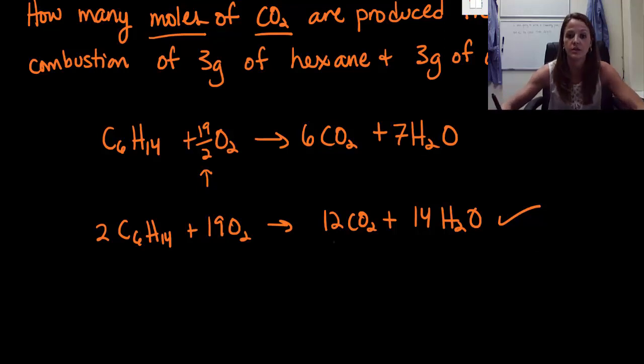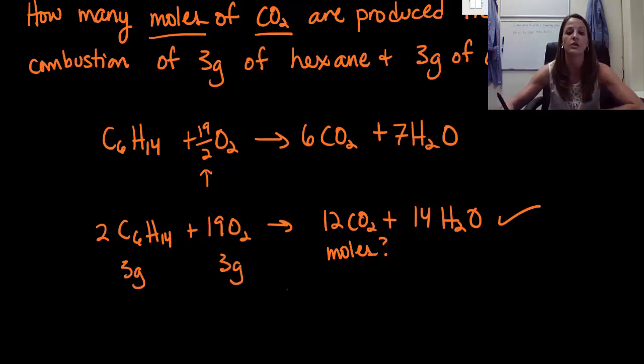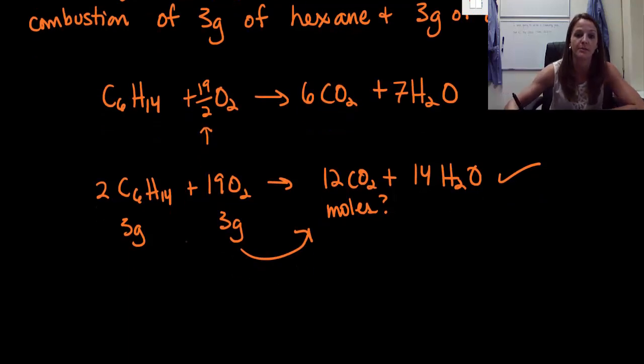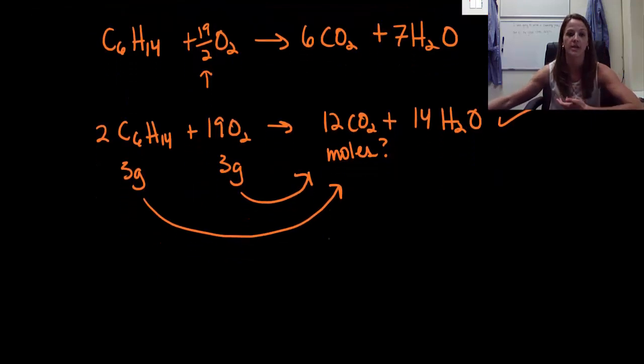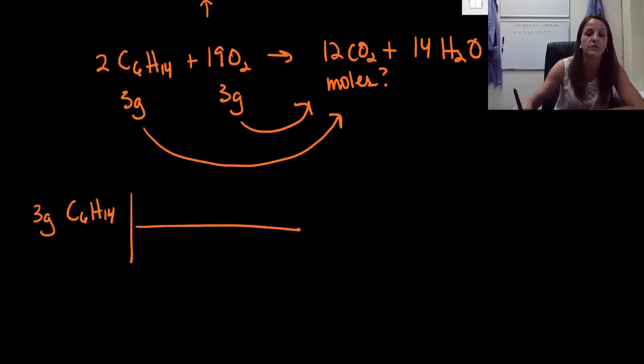So the goal is to determine how many moles of carbon dioxide we can create from 3 grams of hexanes and 3 grams of oxygen. So essentially what we need to do is 2 very different but separate stoichiometry problems to try to convert 3 grams to moles of carbon dioxide. So let's just start off with our hexanes. So we have 3 grams of C6H14. Now we're in grams, so we need to put grams at the bottom, and we have to go to moles.